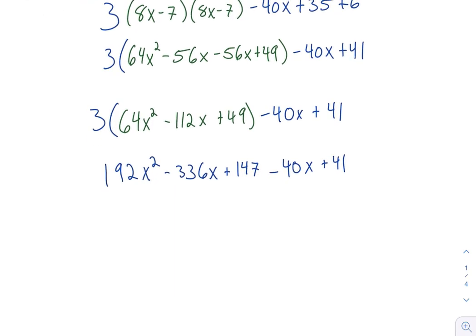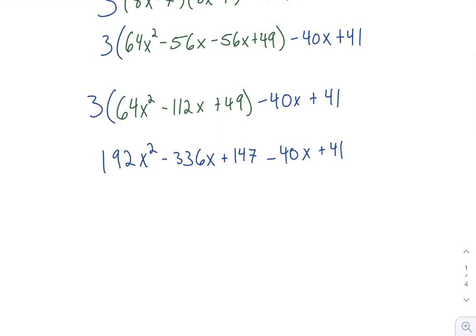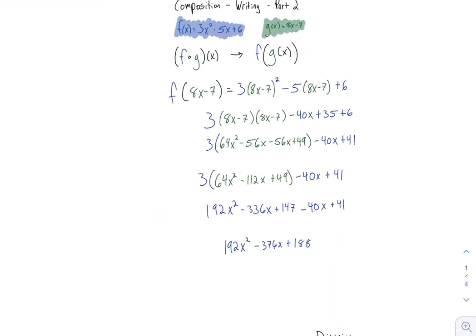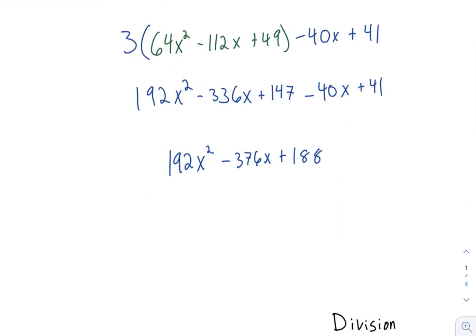And now what I want to do is combine like terms yet again. So we have this 192x squared. There are no other x squared terms, so I'm going to write that one. Don't want to forget the 2. However, there is more than one x term, so I have minus 336x minus 40x. I'm going to combine those two together. Minus 336 minus 40 is minus 376x. And then I have plus 147 plus 41. So that gives me plus 188. And again, this is f of g of x.